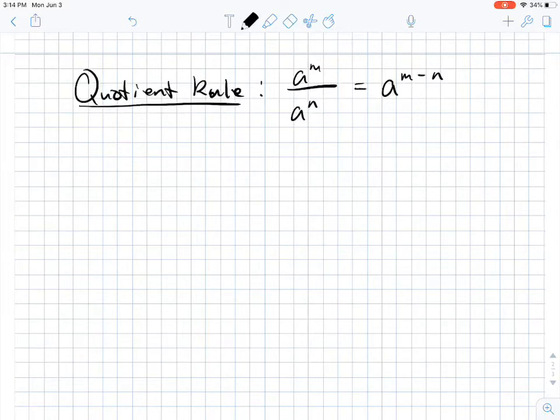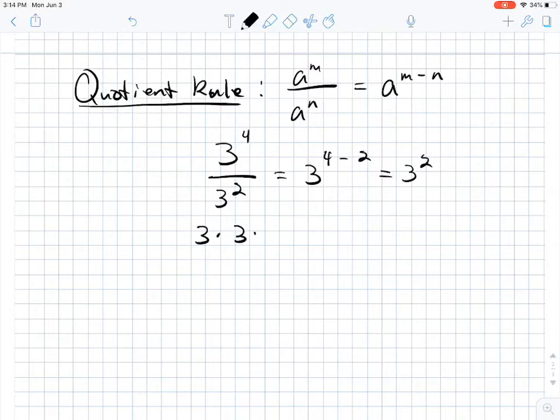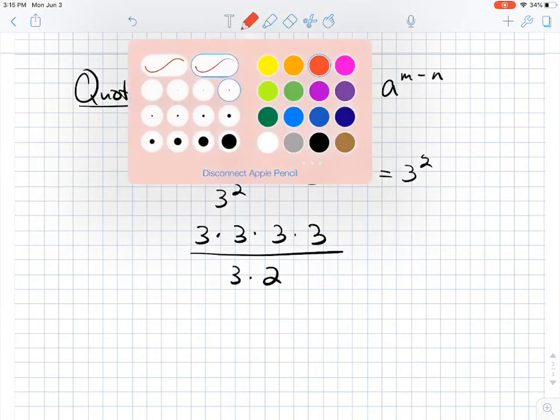Another good way you could look at this, let's assume you had 3 to the 4th power over 3 squared. Now, we could use this and say 3 to the 4th minus 2, as we know, is 3 squared. Now, if you feel like you have to expand it, and I would suggest doing so if you can't see it, here's another good way you could look at it.